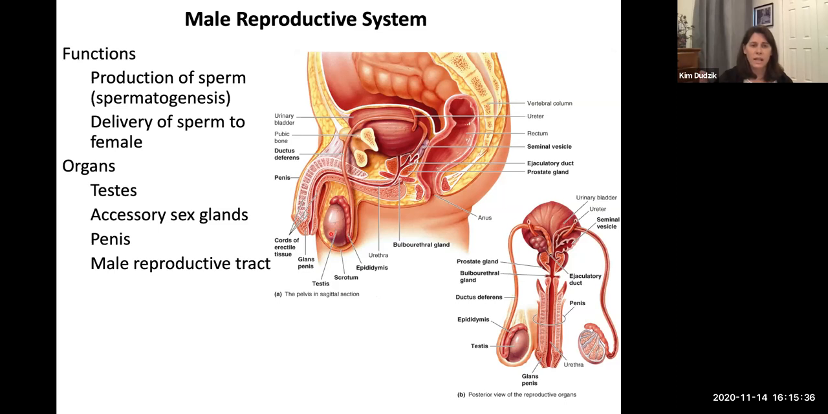Okay, and then the other function is to deliver the sperm to the female. So sperm are developed in the testes, then, like the rest of the organs, they move into the epididymis, which is an organ that sits on top of each testis. The sperm will mature inside of there and then get stored there until ejaculation.